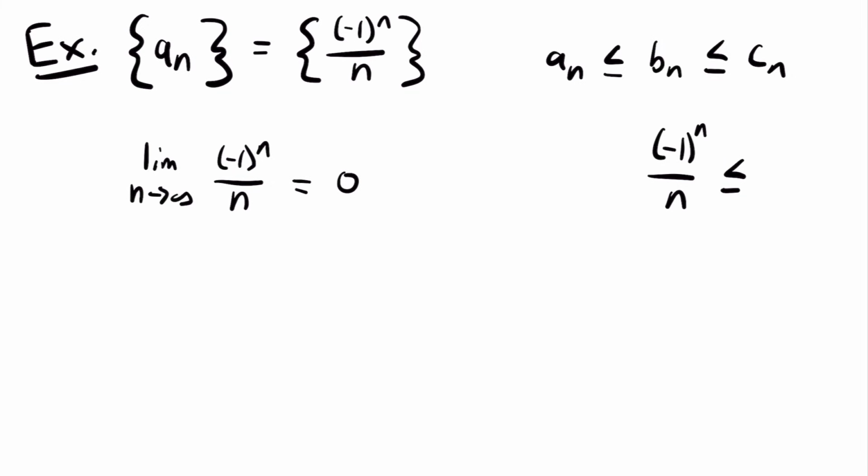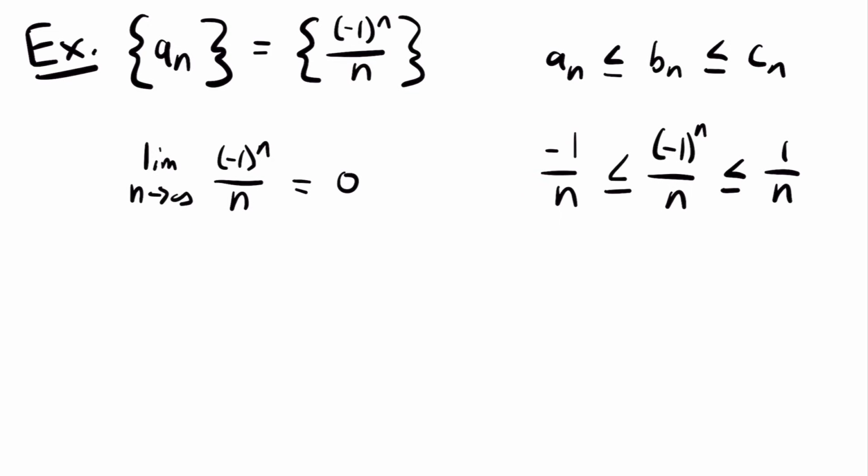Now, what two sequences can we pick that this sequence would lie between? Well, remember, the numerator here is going to oscillate between -1 and +1. And so we could say that this sequence is always going to be greater than or equal to -1 divided by n, and it will always be less than or equal to +1 divided by n. It's never going to be greater than 1 divided by n, because that numerator is always going to be either -1 or 1, which also means that it's never going to be less than -1 divided by n.